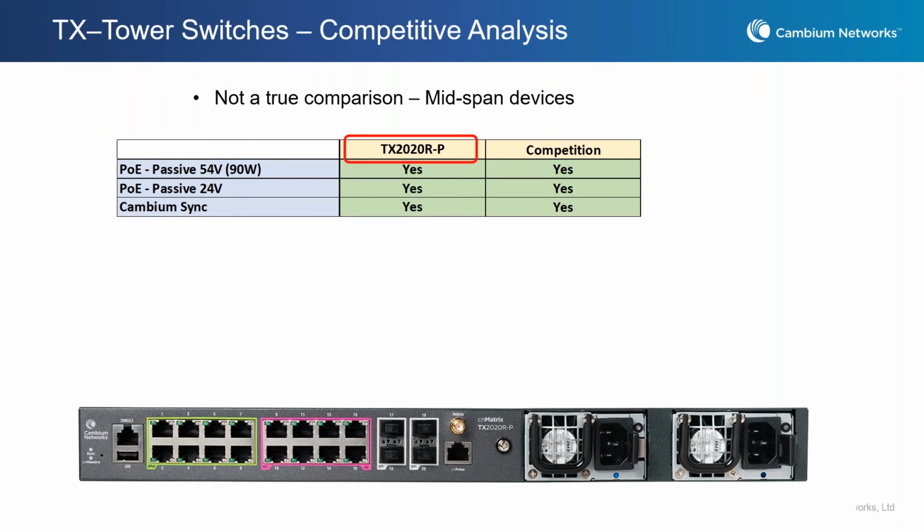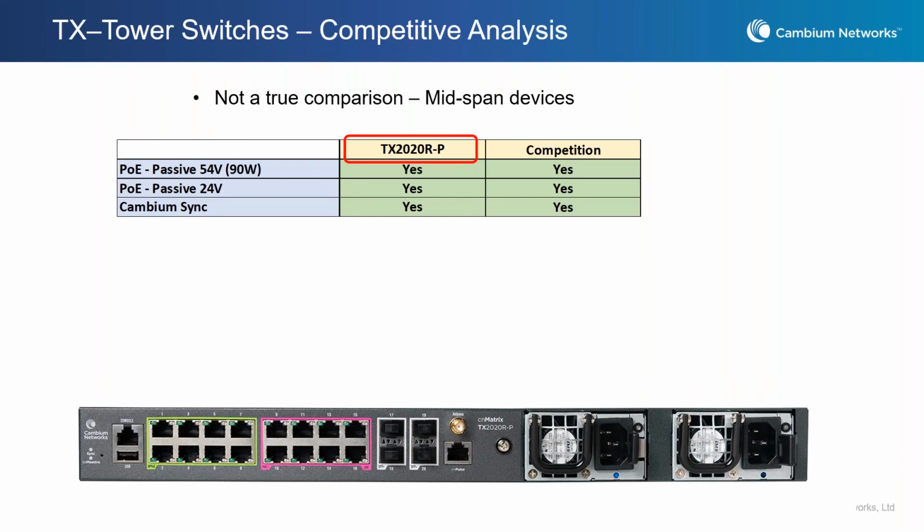This might be my last slide. This is a little bit about competitive analysis. So let me start by saying the competition out there, it's really not the same thing. All the devices out there are what is known as a mid-span device. So it's something that you put between your switch and your device. So that mid-span device, it's responsible for what? It's responsible for being a power injector, so it supplies power. That mid-span device also can supply Cambium sync. And so it's called a mid-span device because it goes in the middle between your switch and your device.